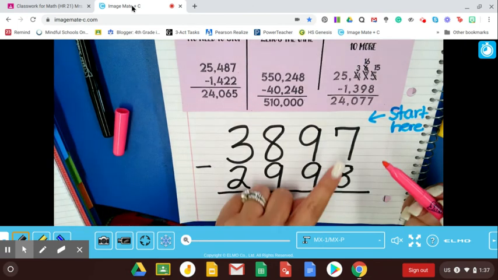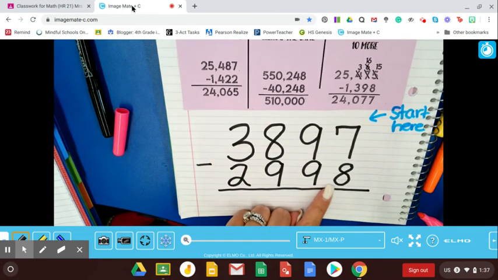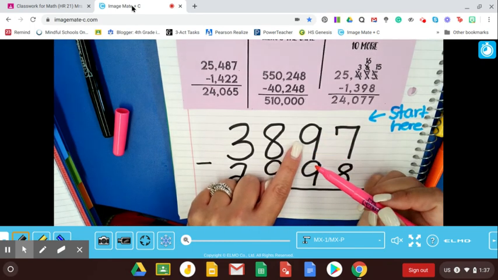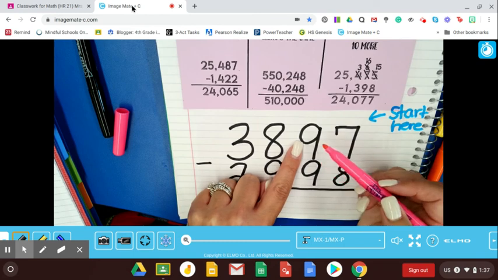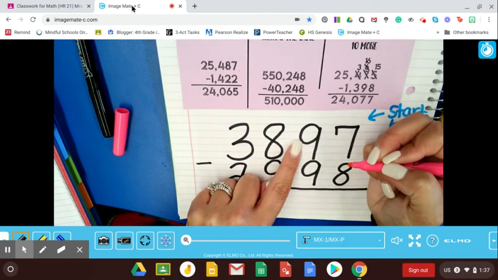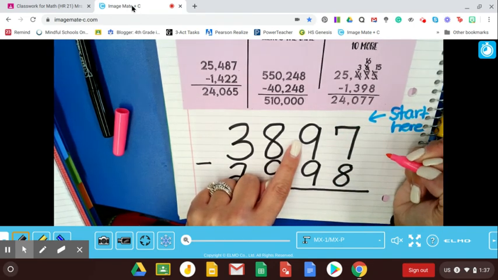All right, let's get started. So we're going to say to ourselves, 7 minus 8, can I do it? No, I can't. So I need to go to my neighbor, Mr. 9, and say, can I borrow a bundle of 10 from you? Right? I know that it's a bundle of 10 that I'm borrowing, but the way that I like to think of it is like we're borrowing just one person.